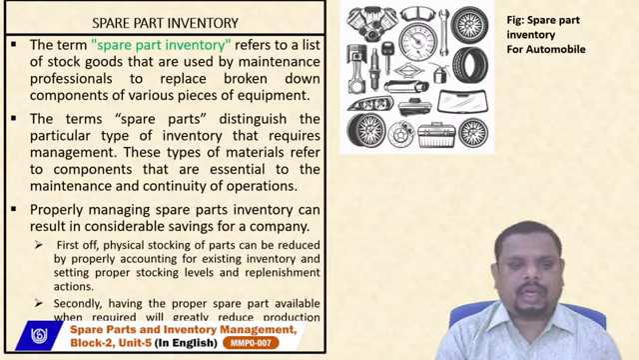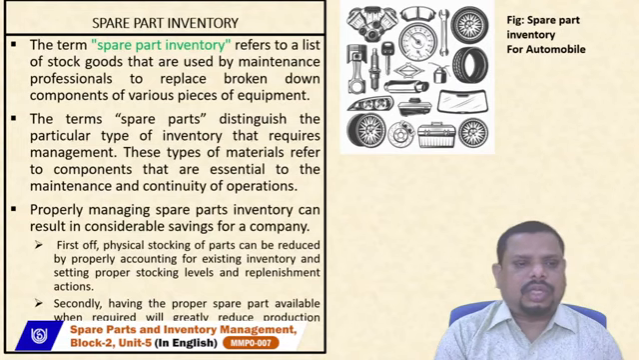Moving to the next one, the second one: having proper spare parts available will greatly reduce the production downtime and improve equipment availability. If you provide parts on a timely basis, or if you are applying the just-in-time concept in providing the spare parts, you can reduce the production downtimes or breakdown downtimes. And the next important part is equipment availability. So this is the basic overview of your spare parts inventories.